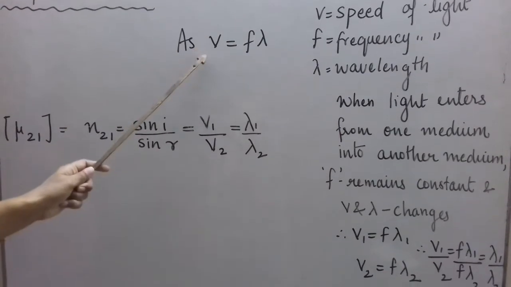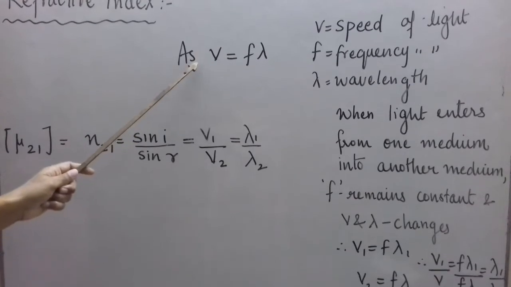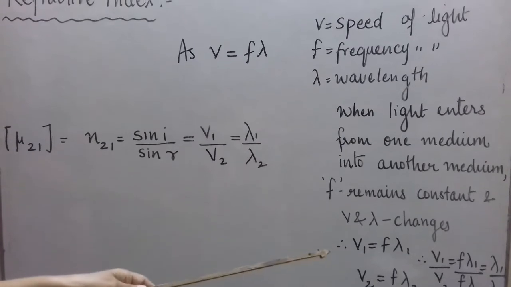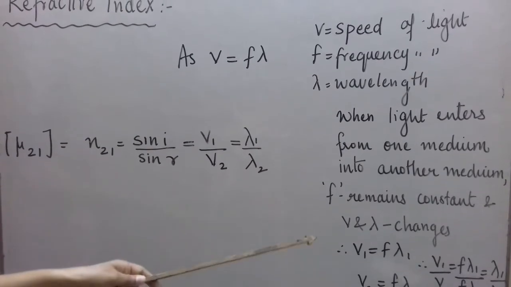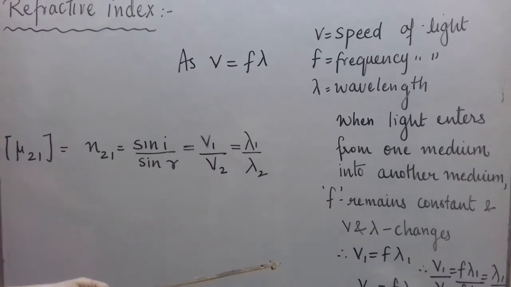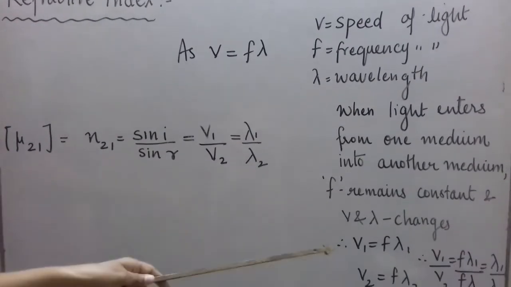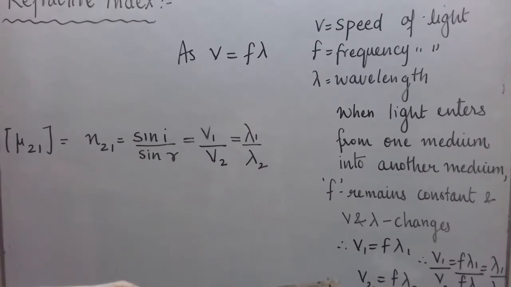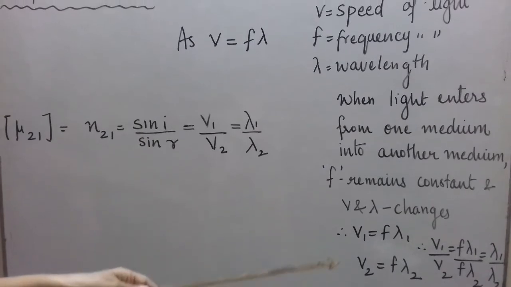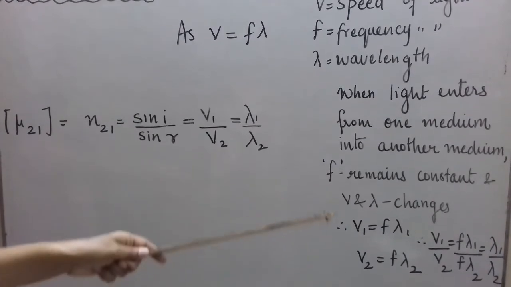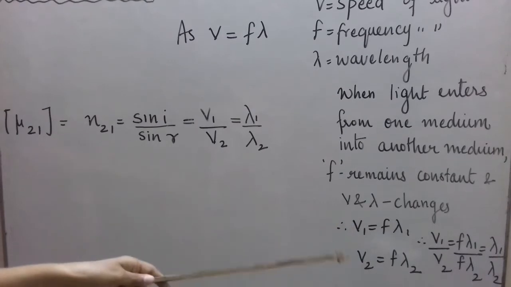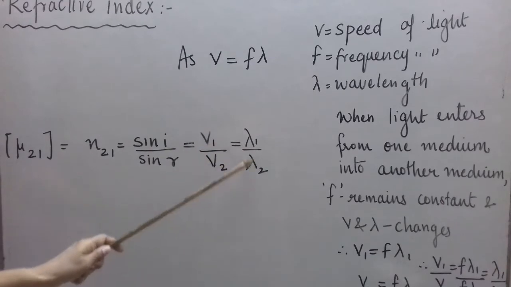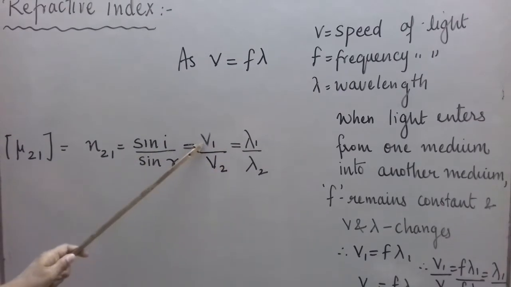So using this, we can write the formulae for the speed of light in the first medium and second medium. There, v1 is f lambda 1, v2 is f lambda 2. f is written the same because f does not change when the medium changes. And when we take the ratio v1 upon v2, which is equal to f lambda 1 upon f lambda 2, f gets cancelled and we are left with lambda 1 upon lambda 2. So if v1 upon v2 is lambda 1 upon lambda 2, then n21 is also equal to lambda 1 upon lambda 2, because it is equal to v1 upon v2.